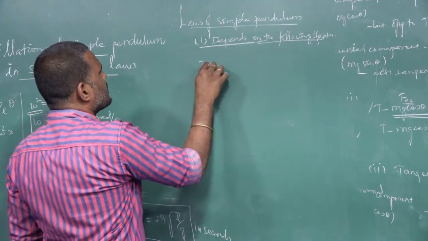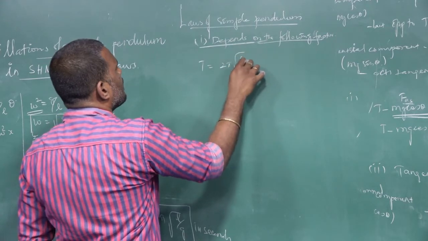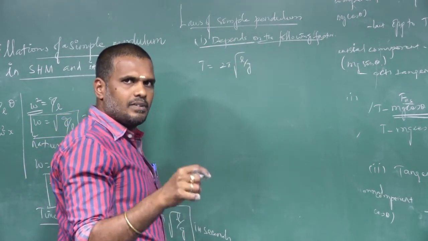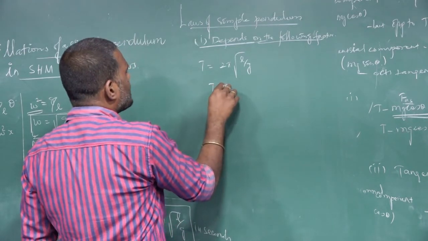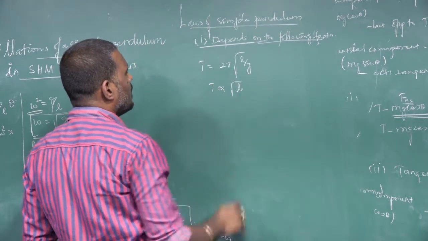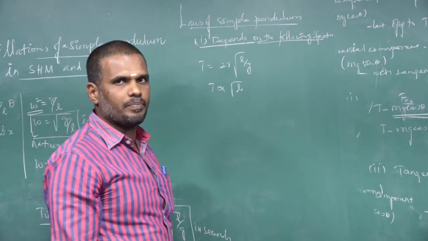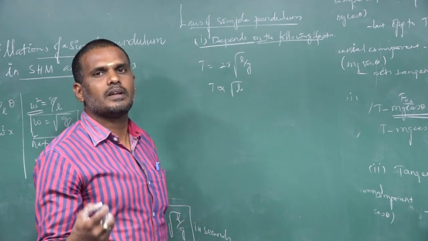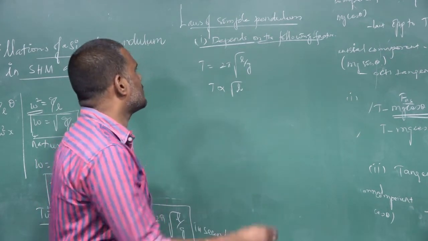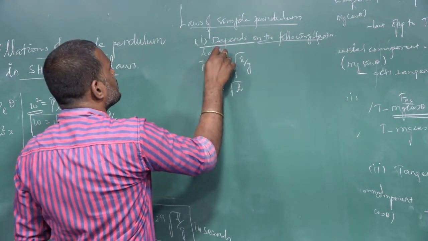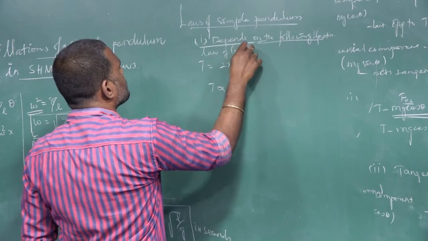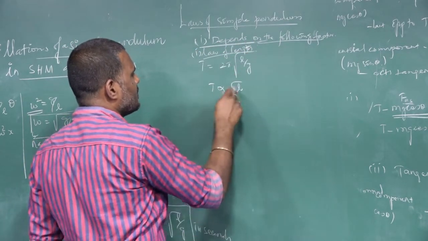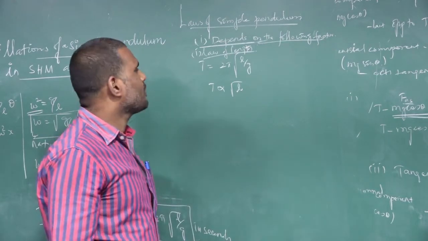If you look at the expression T equals 2 pi into root of L divided by g, at a given place, the time period of oscillation is directly proportional to the square root of the length of the simple pendulum. This is termed the law of length. It means the time period depends upon the length of the simple pendulum.